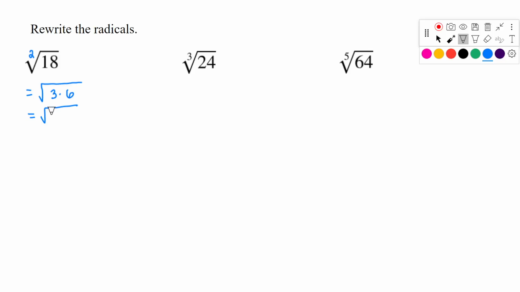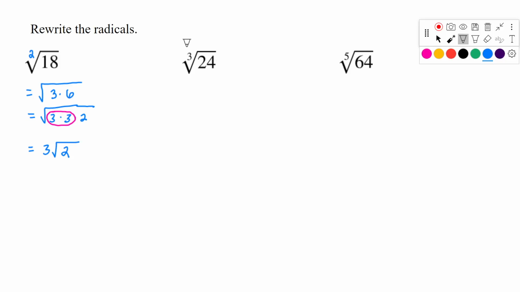So we have the square root of 3 times 3 times 2. Now since this is a square root, we're looking for groups of 2, and we have one group of two 3s. So we can write this as 3, because the square root of 3 squared is 3, times the square root of 2.